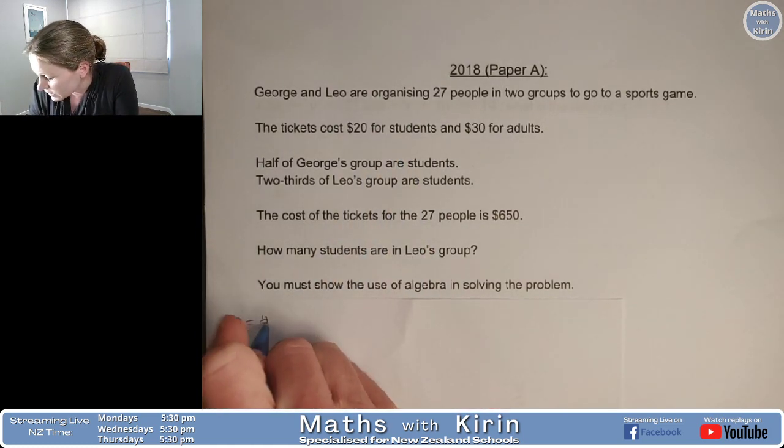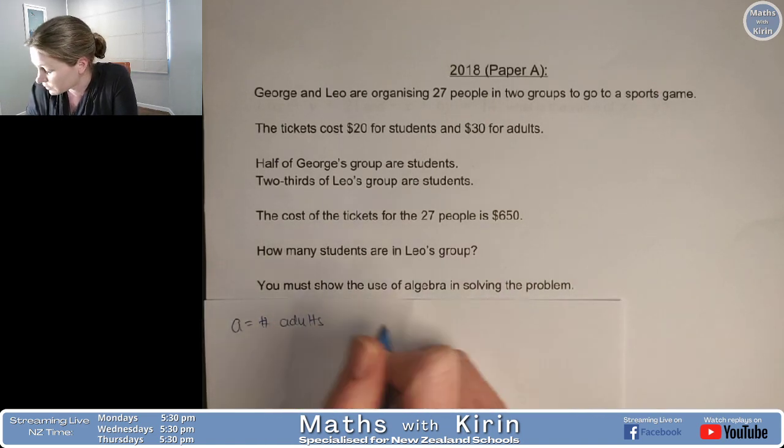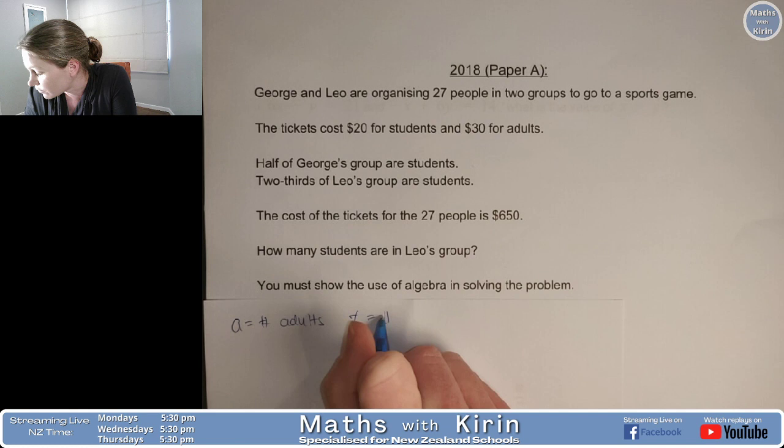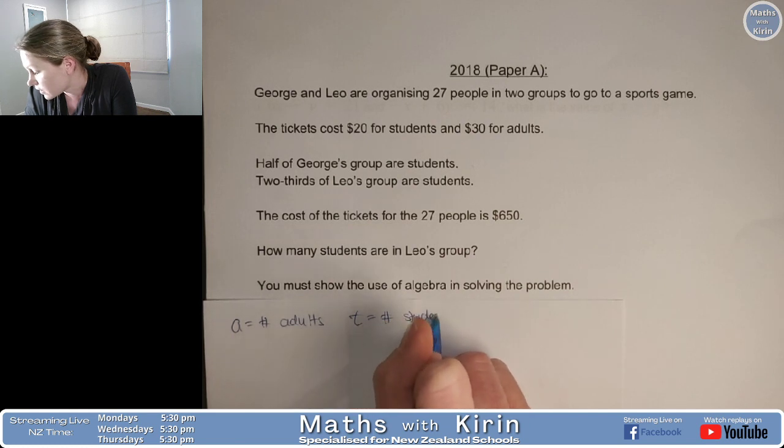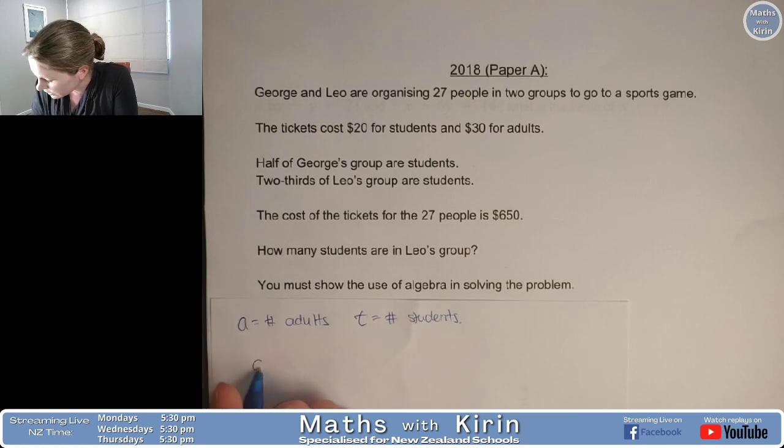We said A was the number of adults. You can use X if you want to. That's absolutely fine, whatever you feel comfortable with. And we used T for the number of students last time, so we'll just keep that consistent. So we know that the number of adults and the number of students has to equal 27.